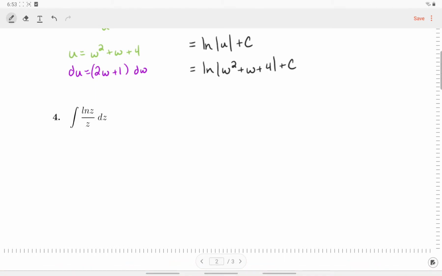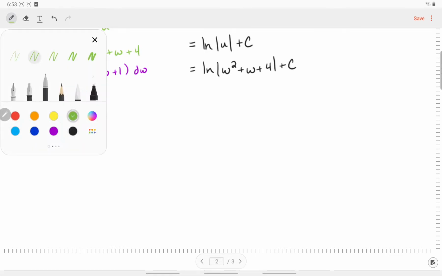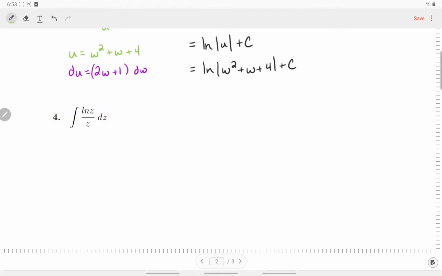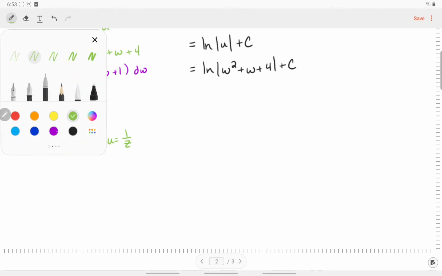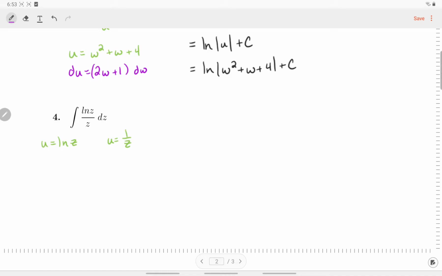All right, next one. Again, our only technique at this point is substitution. So let's try to find a u. I have 2 possible choices for u. Let's write them both down and see which one gives me a nicer du, a more useful du. If I let u be natural log of z, du is going to be 1 over z dz. That looks pretty nice with the integral I have.